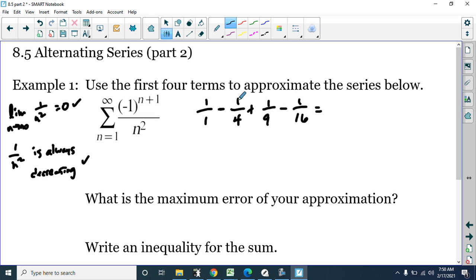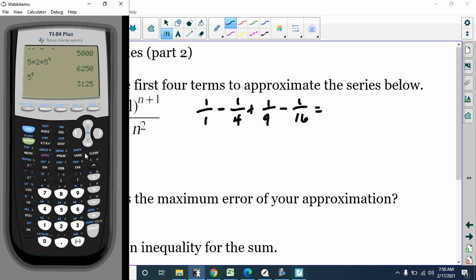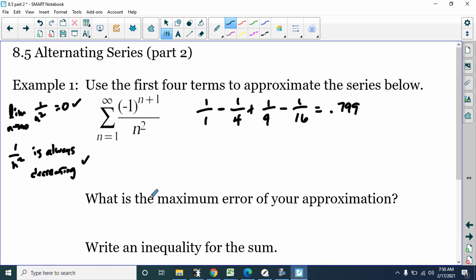So using the first 4 terms to approximate the series, we get whatever that's equal to, which is 0.799. And then the next question asks, what is the max error of your approximation?